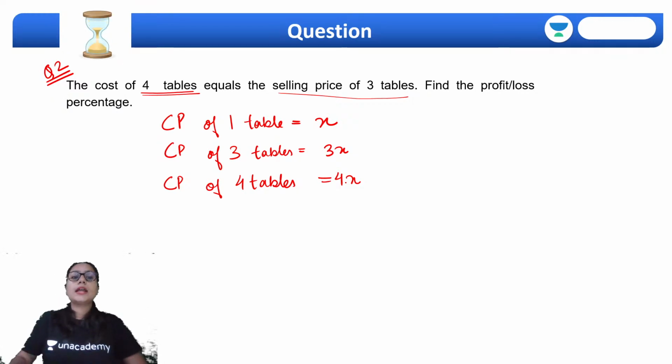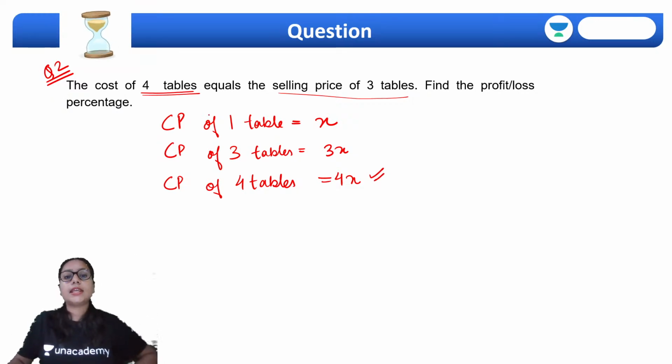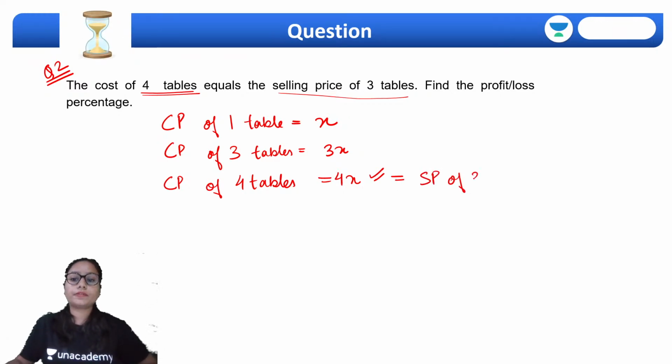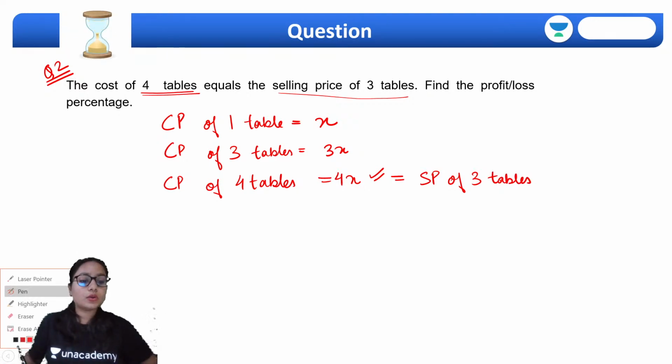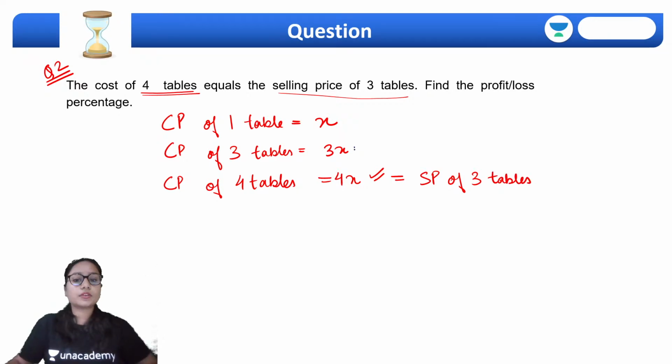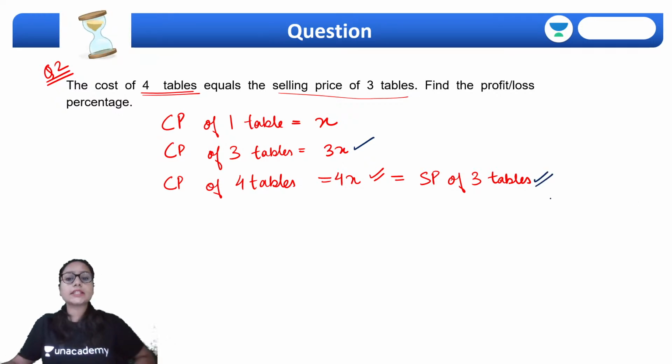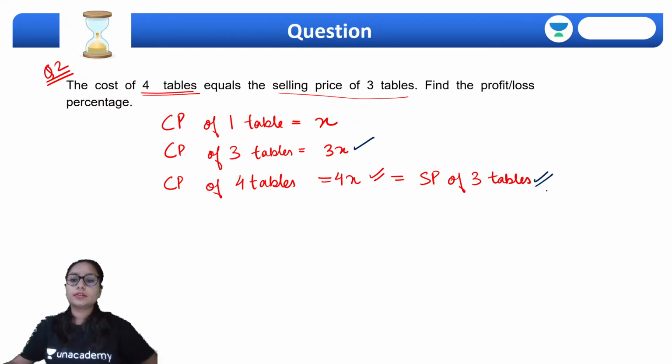Now it is given that the cost of 4 tables is equal to the selling price of 3 tables. So this value is also equal to the SP of 3 tables. Now we know the cost price of 3 tables and we know the selling price of 3 tables. Using this we can find the profit or loss. From here you can see that CP is 3x and SP is 4x.